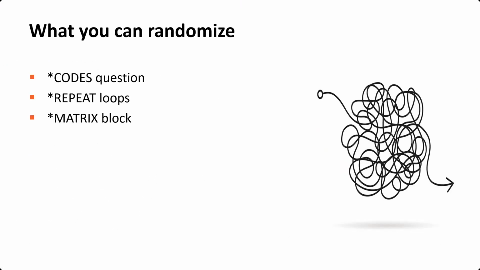Now, what can you randomize in Enfield? You can randomize code questions, you can randomize repeat loops, and you can randomize matrix blocks. Those are the ones that you can randomize by simply adding a command to these Enfield questions. So those are the three that you can randomize.